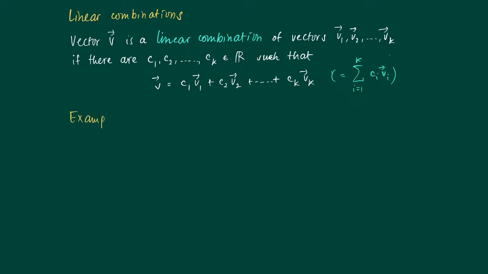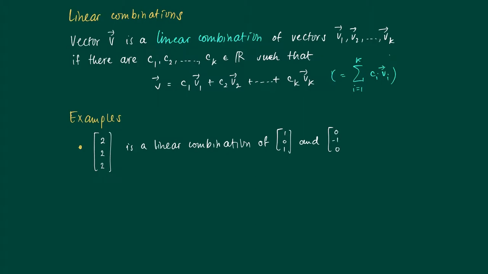So for example, look at the vector 2, 2, 2 in R3. Well, this vector is a linear combination of the vector 1, 0, 1 and the vector 0, minus 1, 0, for instance. Why is that? Well, 2, 2, 2 can be written as 2 times the first vector minus 2 times the second one.